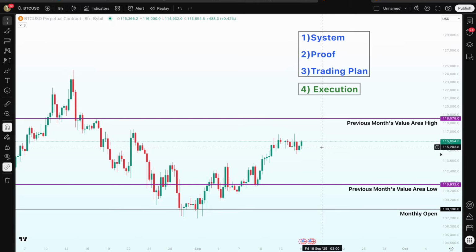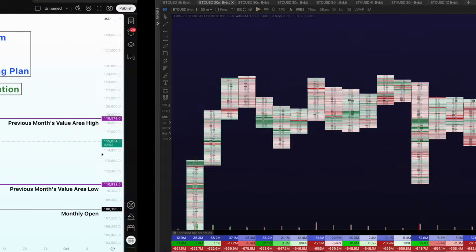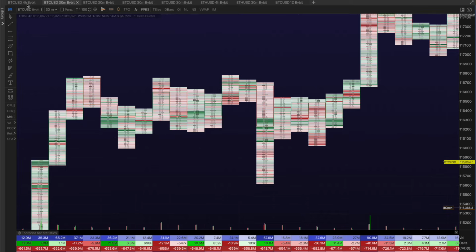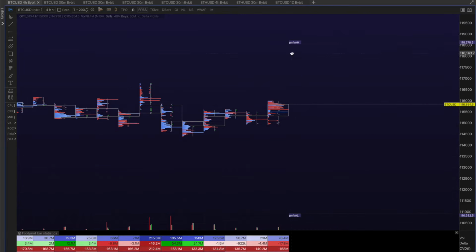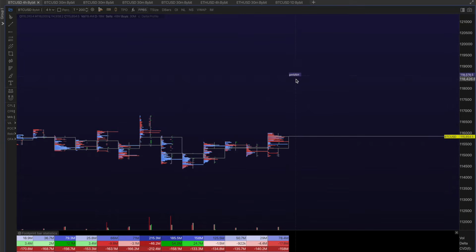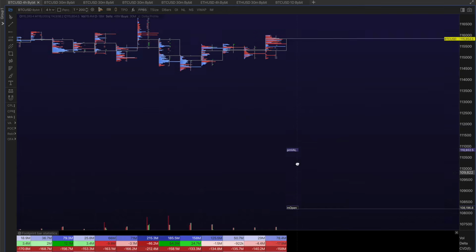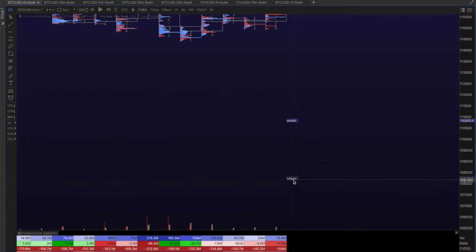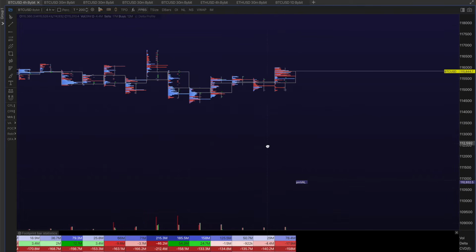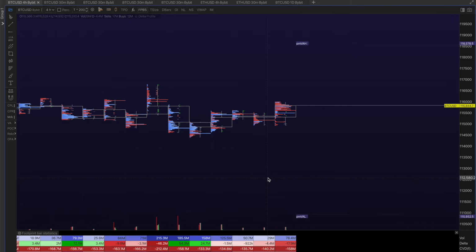Now, if you want to have these levels generated for you, you can go to Exocharts, and by having our templates on your chart, you will see right here you have the PMVAH, which means previous month's value area high, at 118578, the previous month's value area low, and the monthly open, generated for you without you clicking a button on Exocharts. For this, you can go to a tag team and get our templates, and you will have these as footprint chart markers.